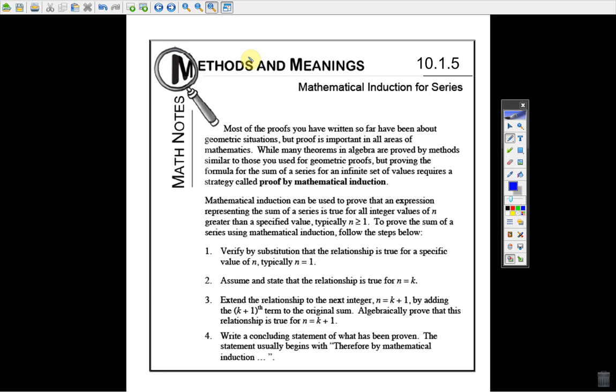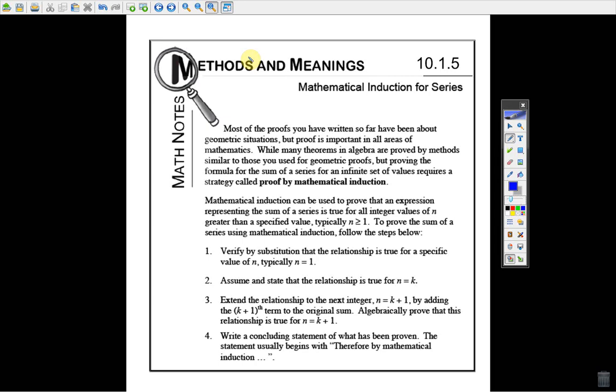So to start off, most of the proofs you've written so far have been about geometric situations. But proof is important in all areas of mathematics. Many theorems in algebra are proved by methods similar to those used for geometric proofs, but proving the formula for the sum of a series for an infinite set of values requires a strategy called proof by mathematical induction.